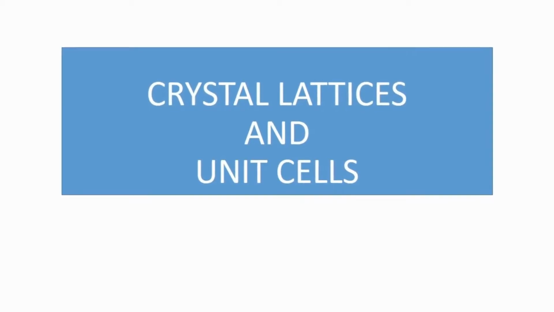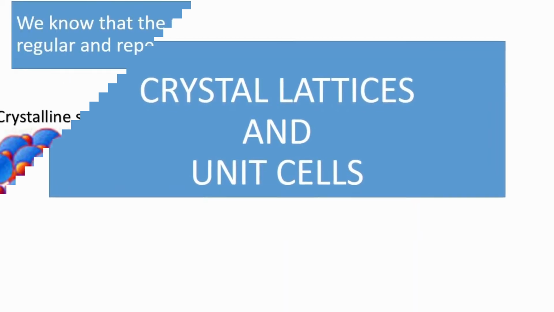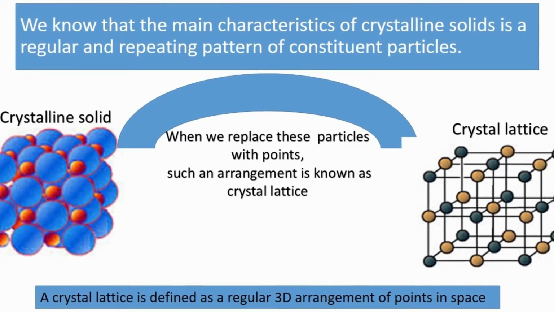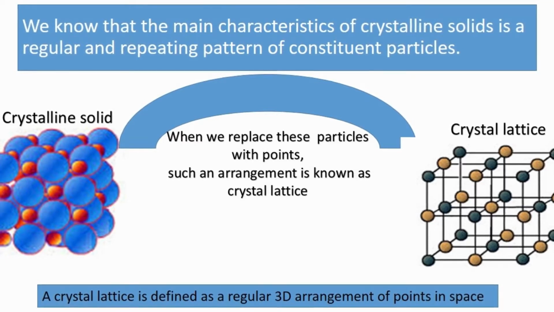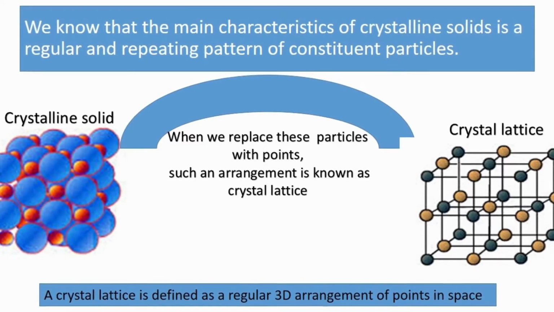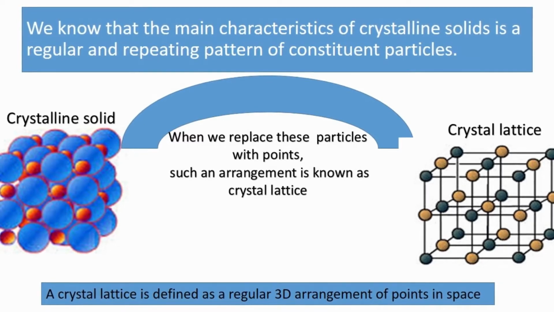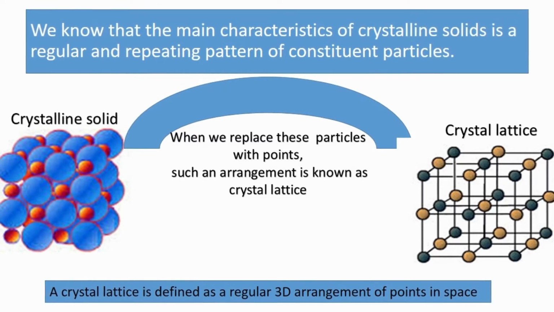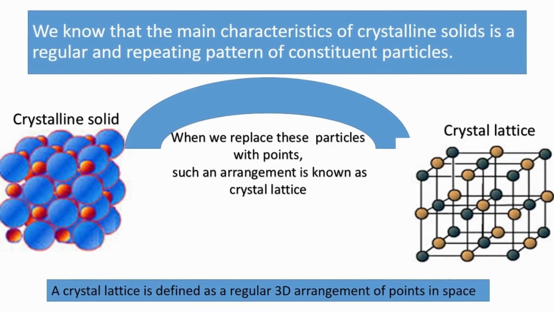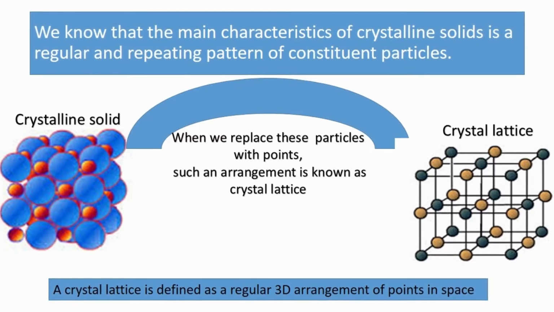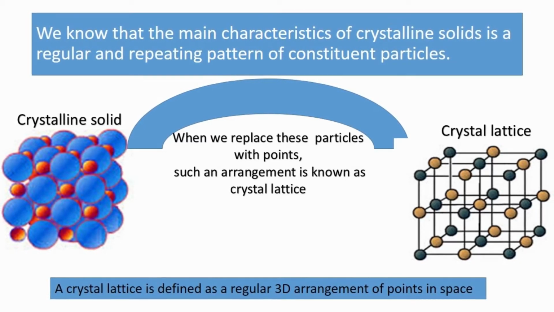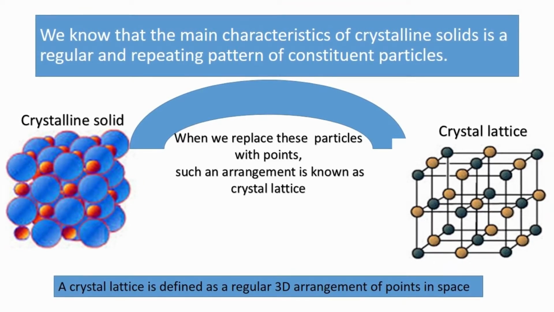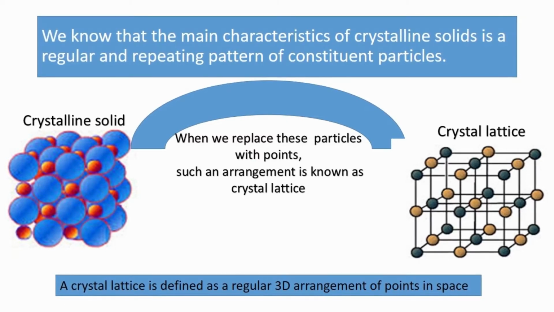Crystal lattices and unit cells. We know that the main characteristic of crystalline solids is a regular and repeating pattern of constituent particles. When we replace these particles, that is, those red and blue balls in the crystalline solid placed towards the left-hand side, with points, such an arrangement is known as a crystal lattice. Thus, a crystal lattice is defined as a regular three-dimensional arrangement of points in space.